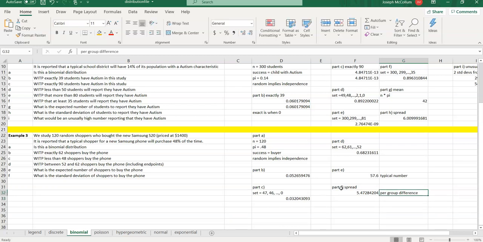That's really what we're doing: we're counting, here's 120 shoppers right now. How many will buy the phone? Typically 57.6 out of that group of 120. That group's gone. Another 120 come into the store. Typically 57.6 buy the product. Got it. Now, when I look at one group to another group to another group, what's the difference between groups? What is usually the difference between groups? The difference is about 5.47 customers.